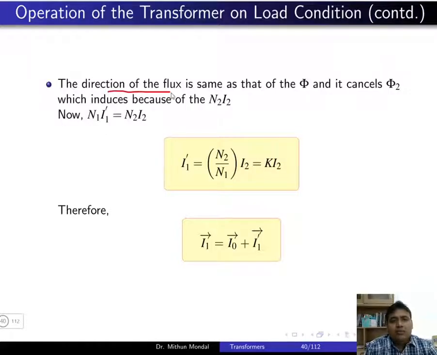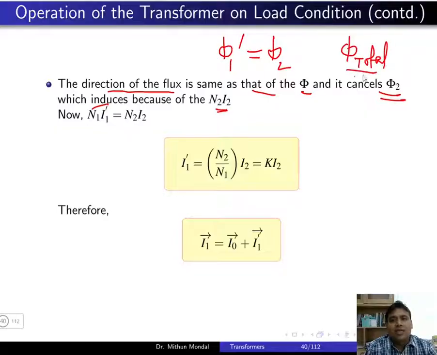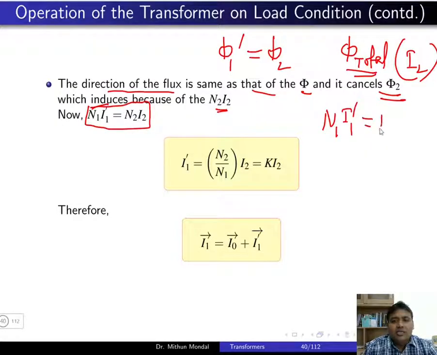The direction of the flux is the same as that of the main flux, and it cancels phi 2 which is induced because of N2 I2. So your phi 1 dash will cancel the flux phi 2 and the total flux in the core will remain the same irrespective of the load current I2. Then in that condition, we can write a statement N1 I1 dash is equal to N2 I2, that is, the MMF produced by the extra amount of current I1 dash is equal to the MMF produced due to the secondary current.